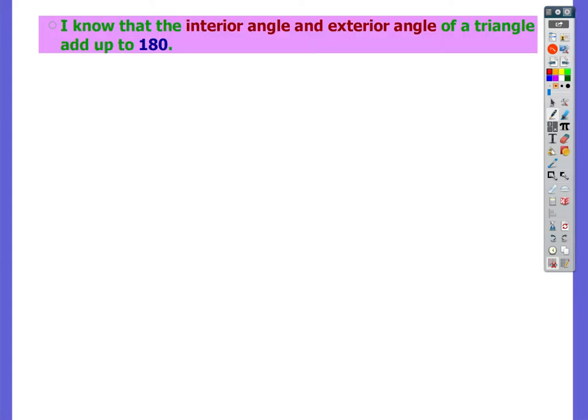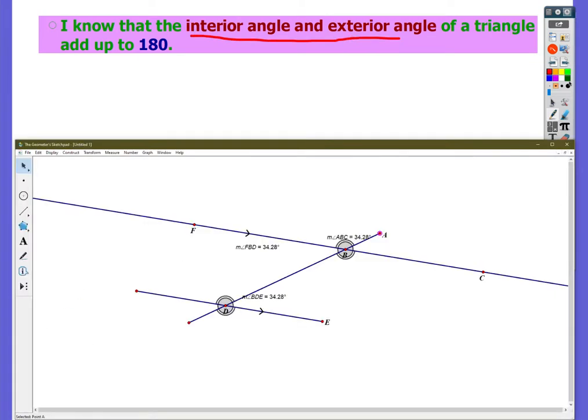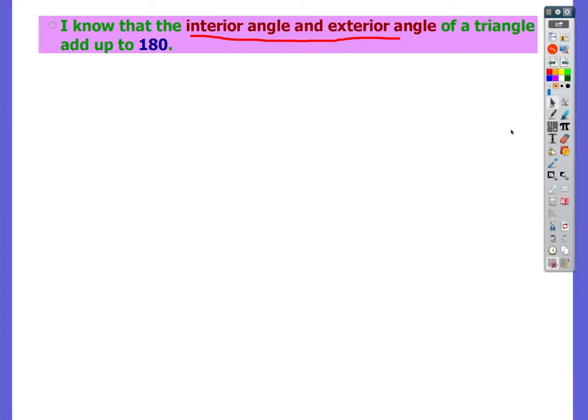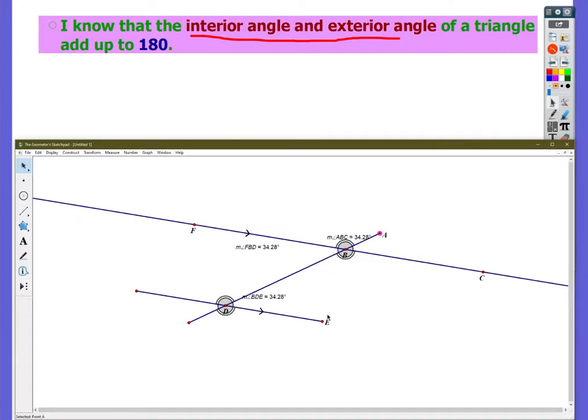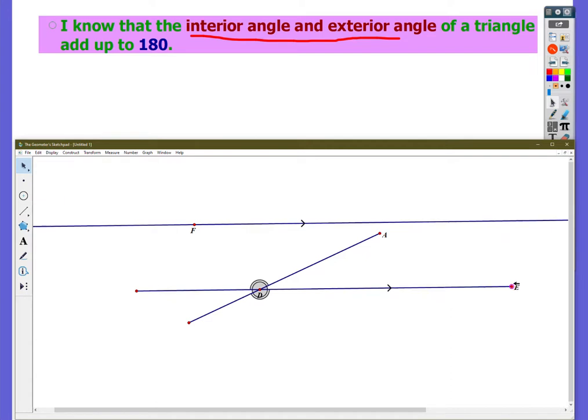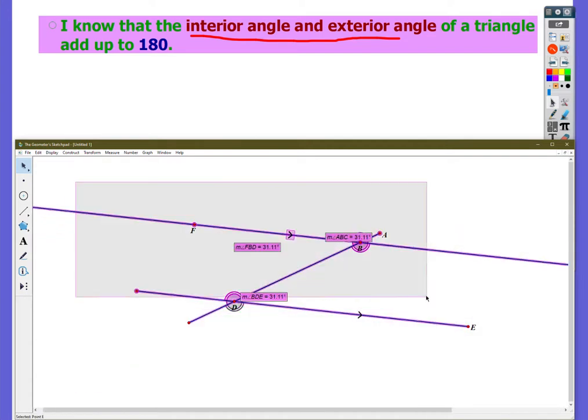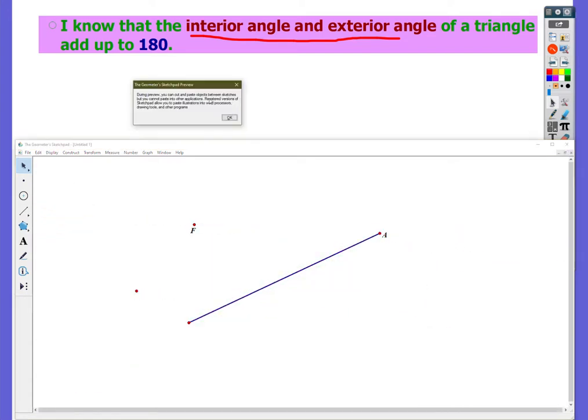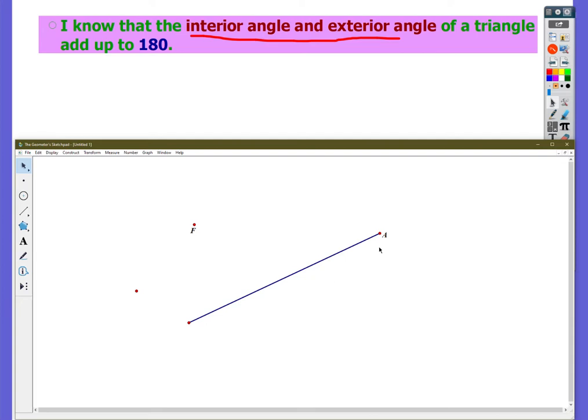Interior and exterior angles of a triangle. So I'm going to bring back up my Sketchpad software. We'll take a look at that. I can make a triangle within here. Actually, let's clear our stuff real quick. Oh, that'll be fine. We'll make another triangle. I'm just going to make a point up here, and we'll make a triangle.